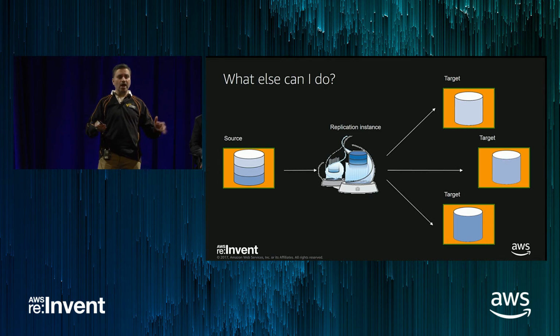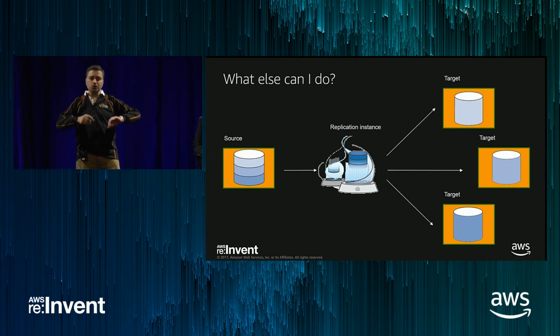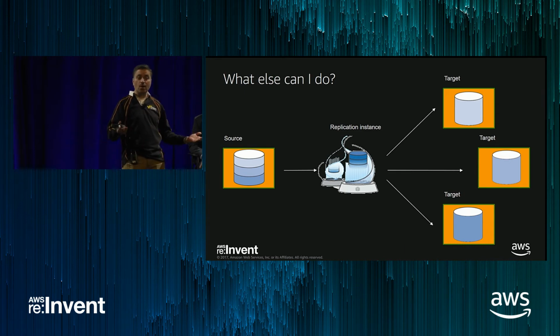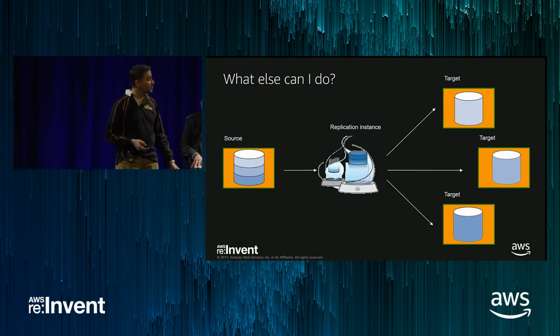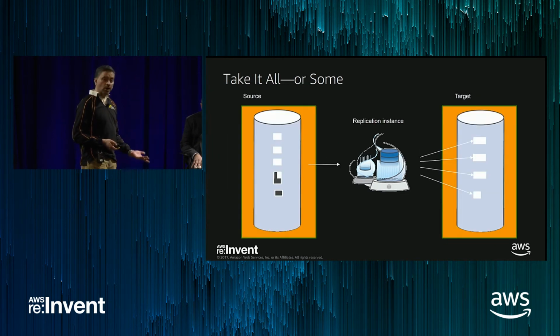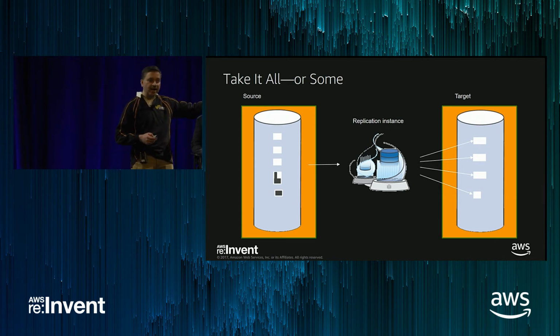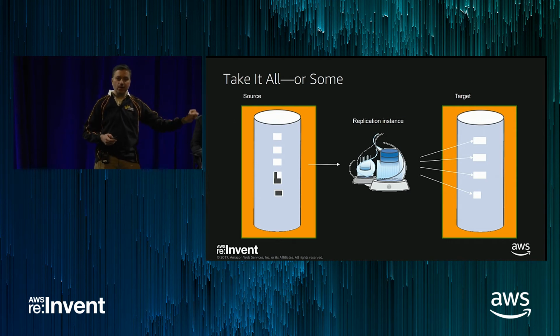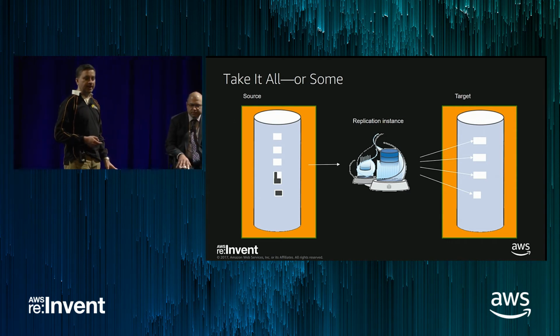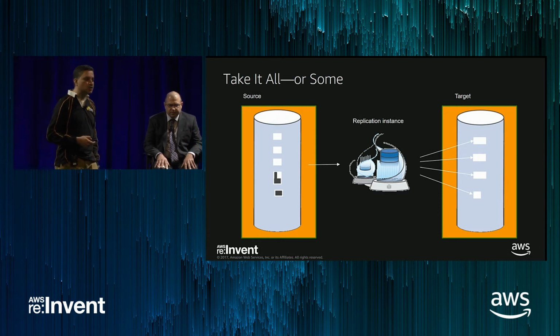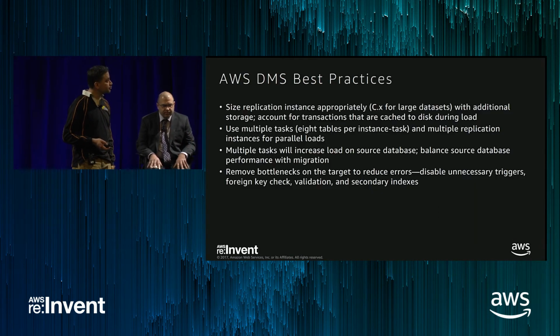Fan out. You have a large database, and you want to fan out into much smaller databases for management and reducing complexity. Again, you can do that with a replication instance, with Database Migration Service. Take it all or some. Granular, selective, filter-based: you can run SQL queries and then extract the data based on time range, transformation rules, filter rules. There are a whole lot of options that allow you to granularly or selectively migrate your data to AWS.